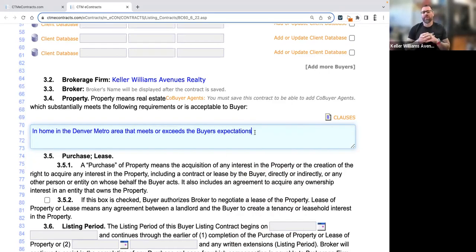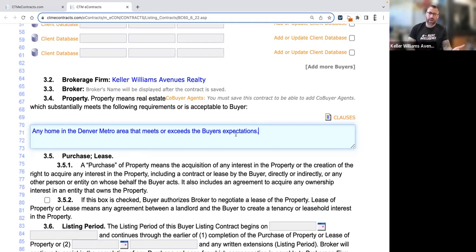What I want everyone to keep in mind is that if there is a blank, we're putting in some kind of verbiage. We are not really going to leave anything empty. So I want you to keep that in mind. If there is a blank, we're going to put something in there. It looks sloppy if we don't. So this should say any, not in, any home in the Denver metro area. And this is going to change, right? If you're doing something in Colorado Springs, you're going to change it to Colorado Springs. If it is up in Fort Collins, you're going to change it to Fort Collins, but any home in the Denver metro area that meets or exceeds the buyer's expectations.